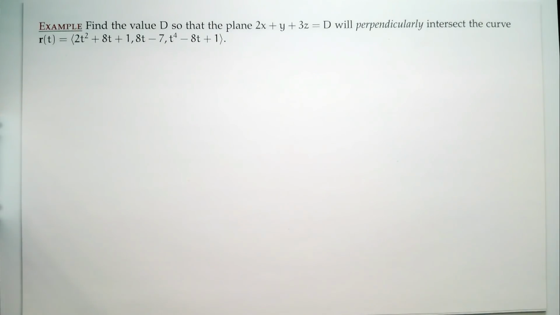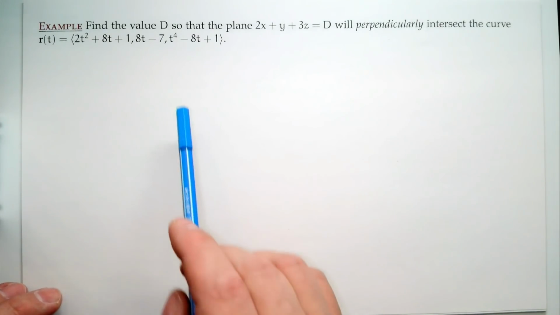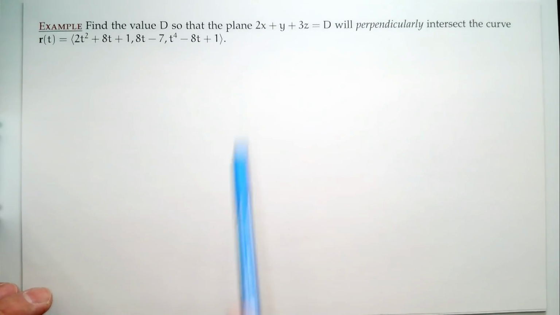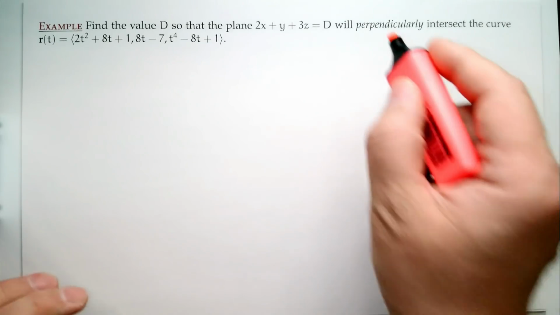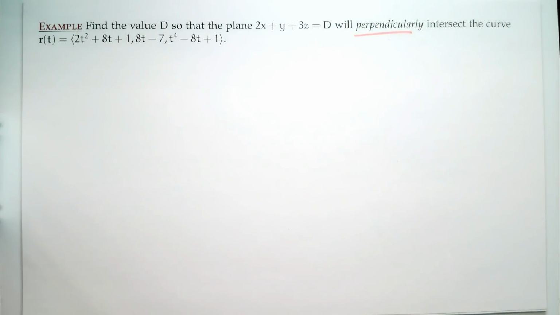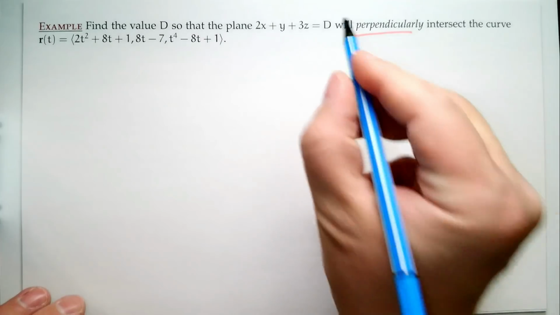Find the value d so that the plane 2x plus y plus 3z equals d will perpendicularly intersect the curve r of t is 2t squared plus 8t plus 1, comma 8t minus 7, and t to the fourth minus 8t plus 1. So, what do we have? There's a couple of keywords. They even highlighted this keyword, perpendicularly, which of course we can also think of as it's going to intersect at a right angle. And so what are we after? Well, we need to find this value here.